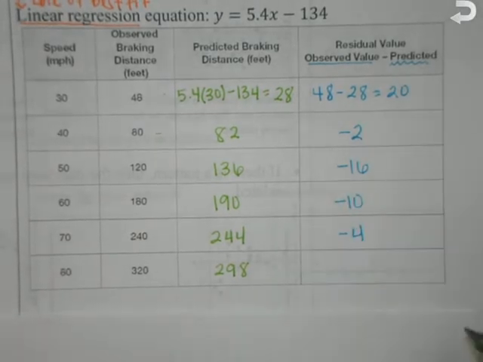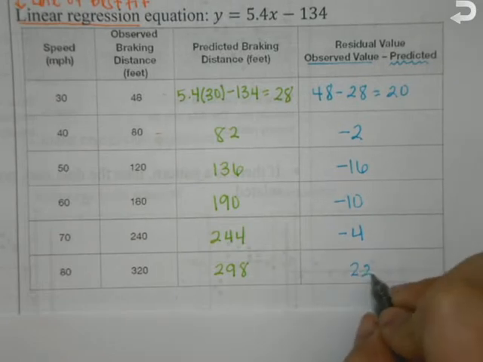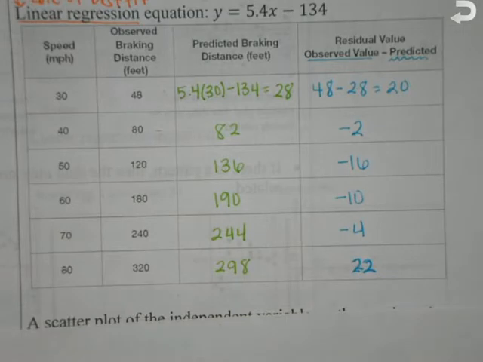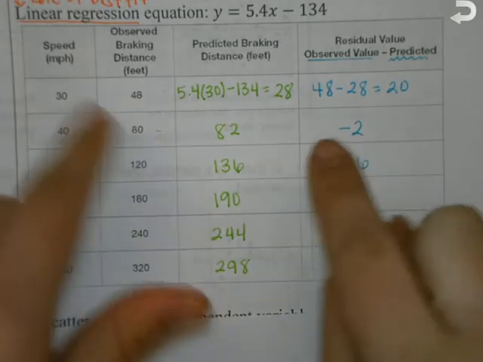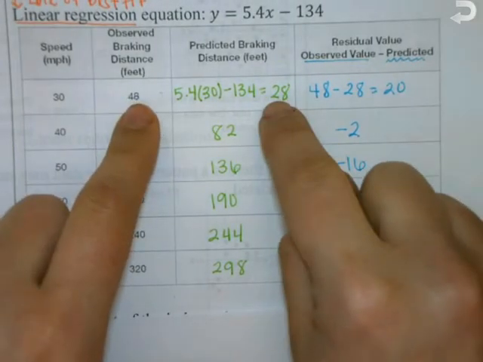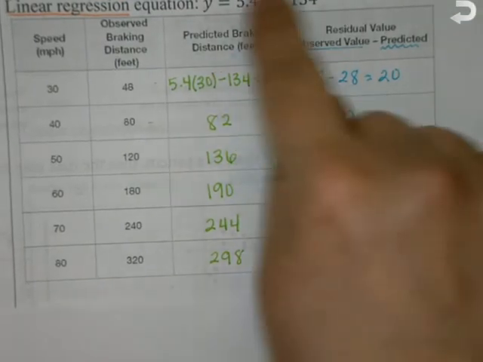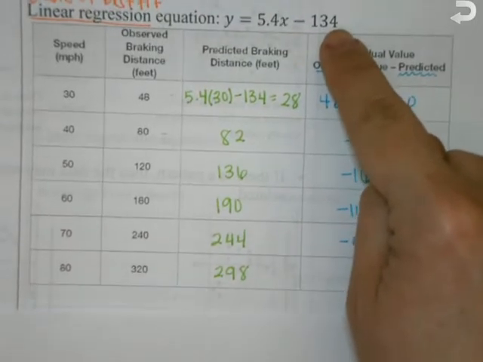-4. And 80. Okay, how many residual values came out to be positive? How many came out negative? 4. Okay. So let's talk about what this means then. Looking at our observed distance and our braking distance, or our predicted, sorry, our residual values, do you think this is a good line of best fit?